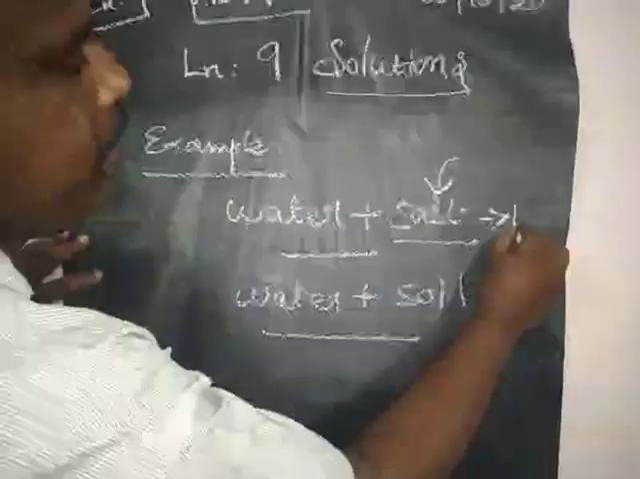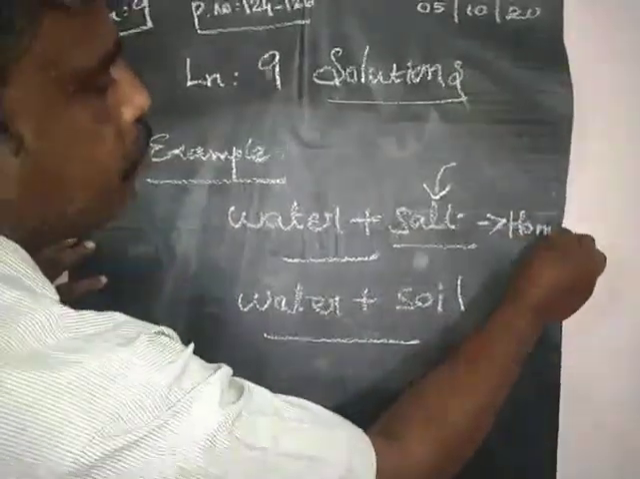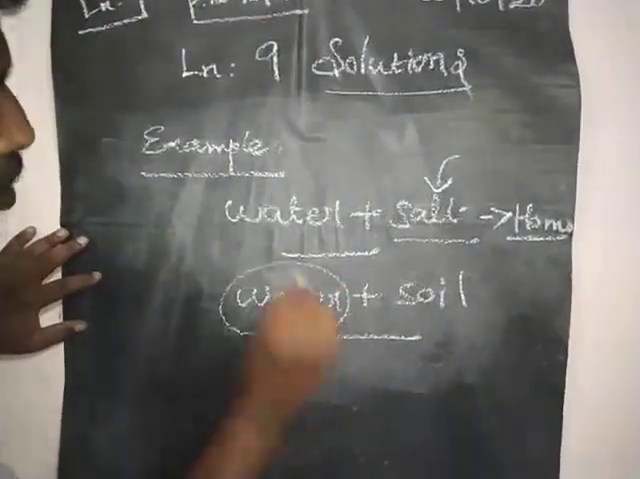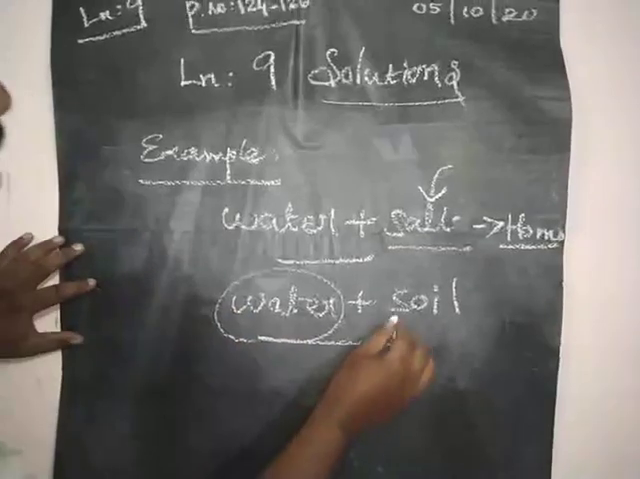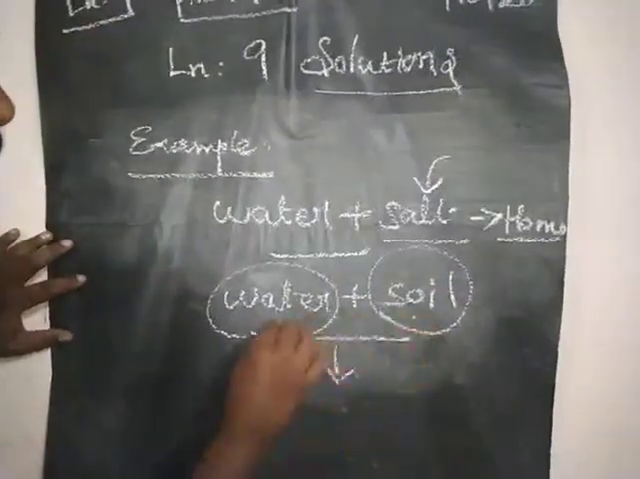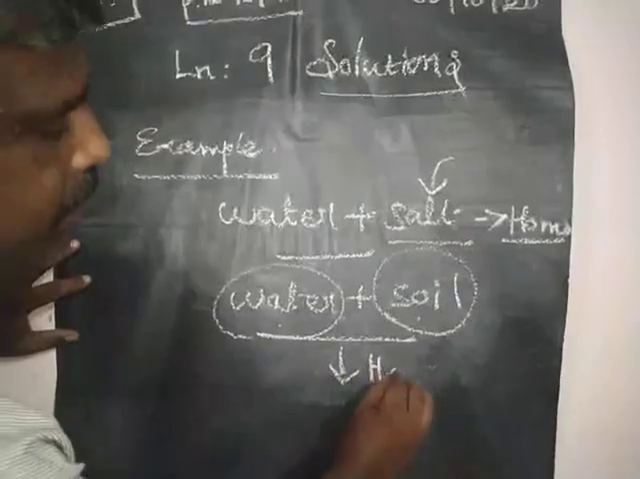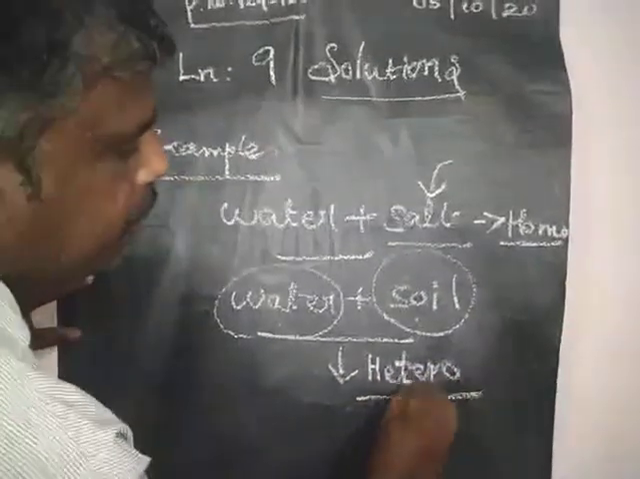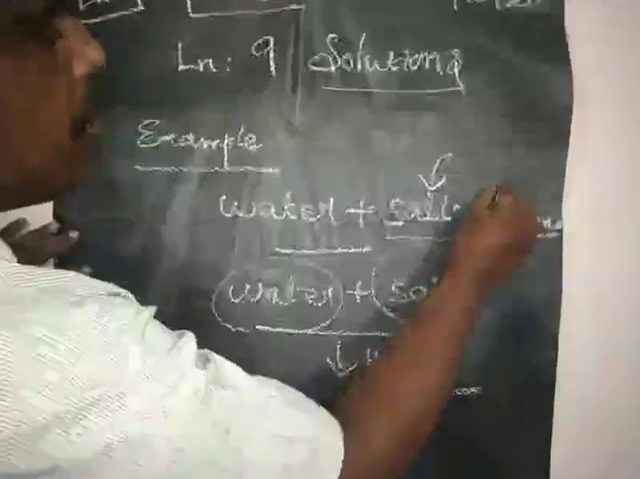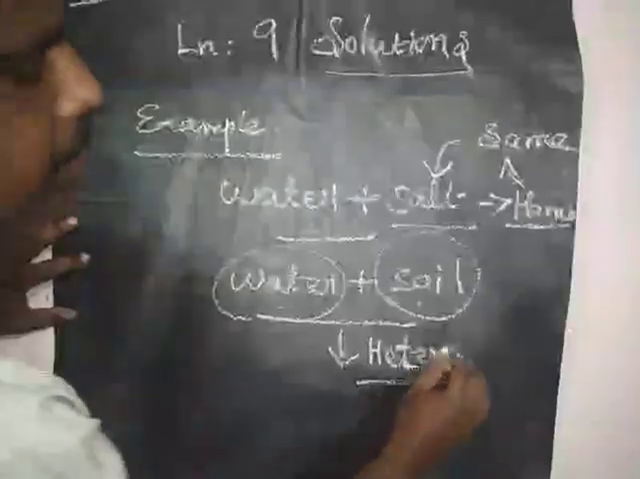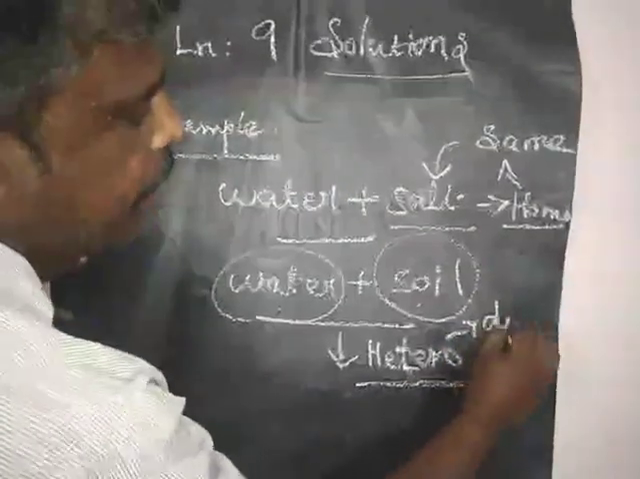So we are getting a homogeneous mixture. In the same way, if you take a quantity of water and add soil, it will not dissolve in water. So you are getting a heterogeneous mixture. Homo means same, and hetero means different.